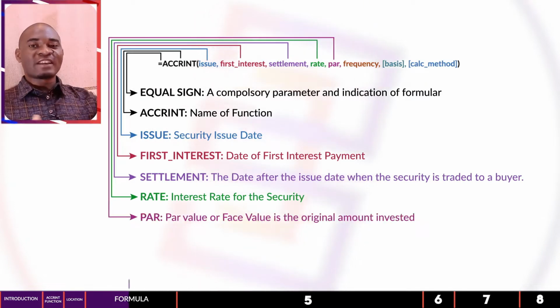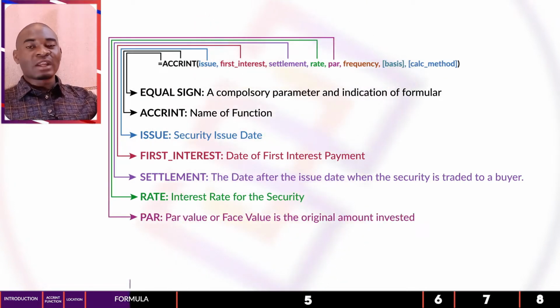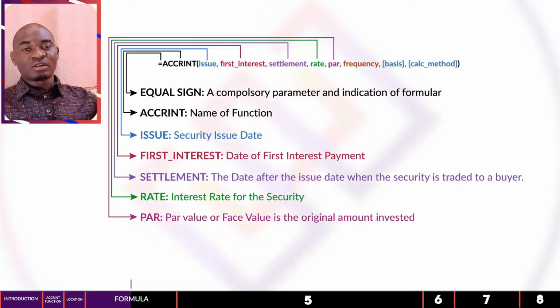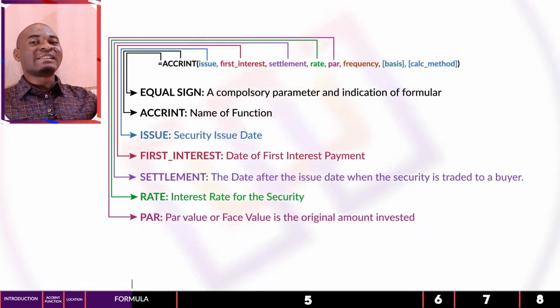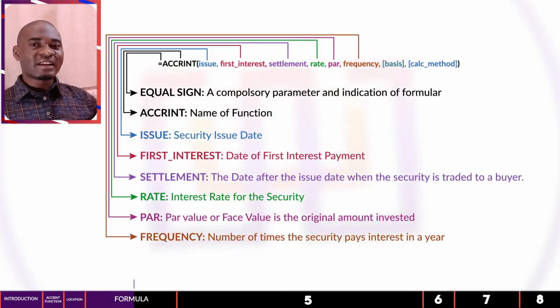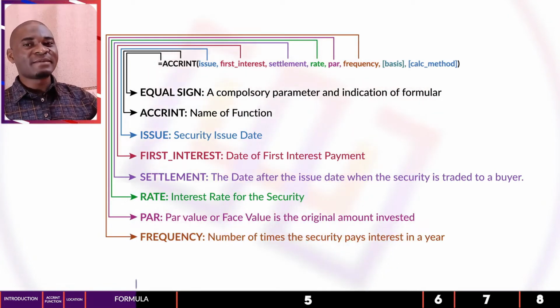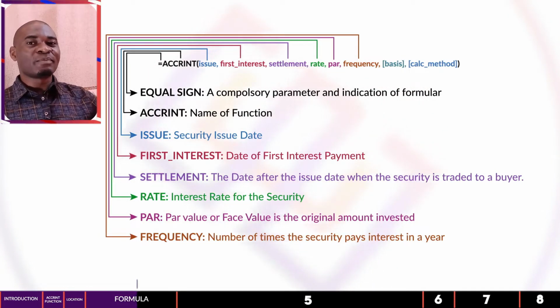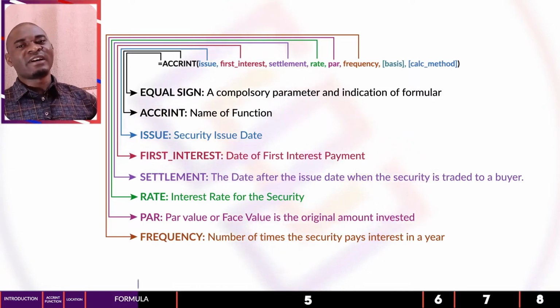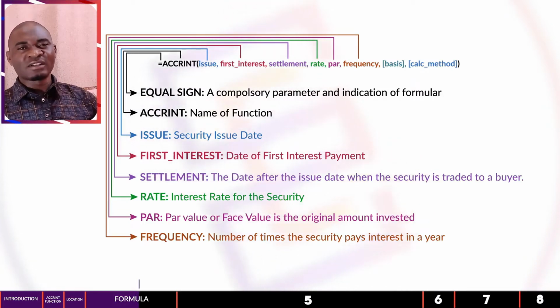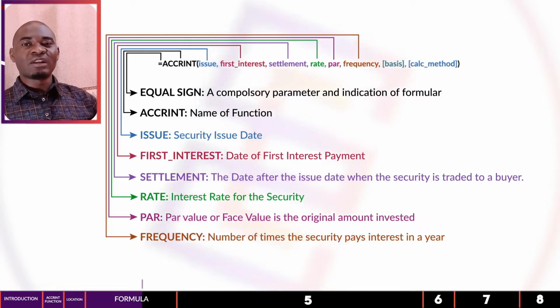Then the next is the face value or the par value. Either you call it face value or par value, it's all the same thing. That is the amount that is initially invested for that very particular security. Then the next parameter is frequency. Frequency simply means how many times in a year the security pays interest. Now this differs across different issuers of security. Some will prefer to pay quarterly, some will prefer to pay semi-annually, while others will prefer to pay annually. So we only have three options under frequency.